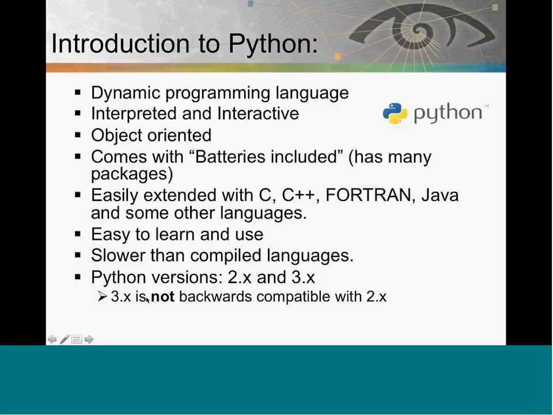So Python is a dynamic programming language, as opposed to C, which is a statically compiled language. It is an interpreted language and it provides interactivity, so when you are writing the code, you can see the output of the code. It has object-oriented features, so you can implement classes, inheritance, polymorphism, and so on.